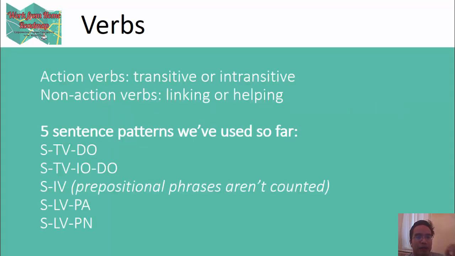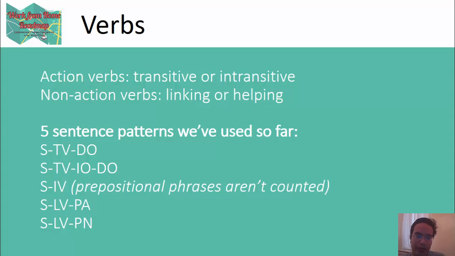Just a quick recap. There are two kinds of verbs, action verbs and non-action verbs. Action verbs can be transitive, which pass action, or intransitive, which do not pass action. Non-action verbs can be linking, which link a subject to a predicate noun or a predicate adjective, or helping, which help a main verb.